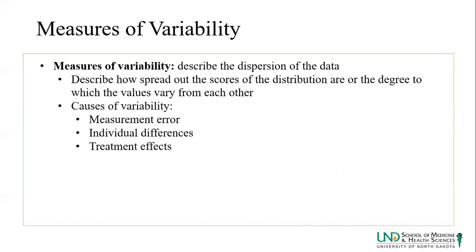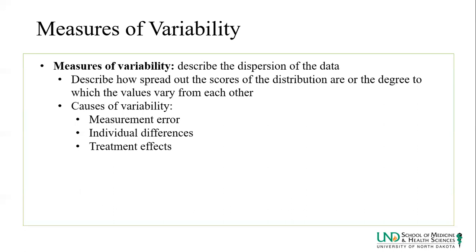The final type of descriptive statistics that I'm going to cover are measures of variability. These measures describe the dispersion of the data. In other words, they describe how spread out the scores of the distribution are, or the degree to which the values vary from one another. These measures address the question, are values more spread out, or are they clustered together?